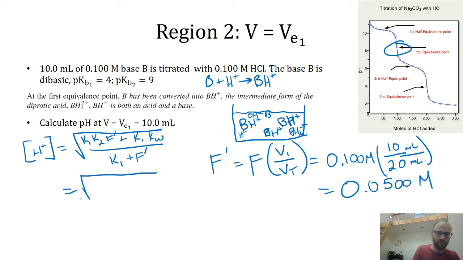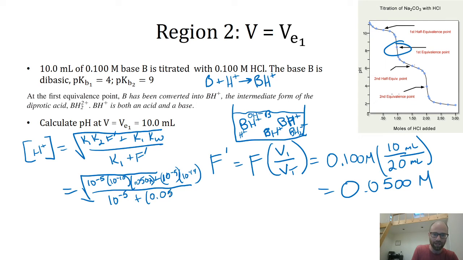But our formula here is going to be 10 to the minus fifth times 10 to the minus 10th times 0.05 molar, plus 10 to the minus fifth times 10 to the minus 14th, over 10 to the minus fifth plus 0.05 molar. And I chuckled before because while I did write down my answers before, I made a fatal mistake and I got distracted and I didn't finish one of these, so I'm going to do it now.